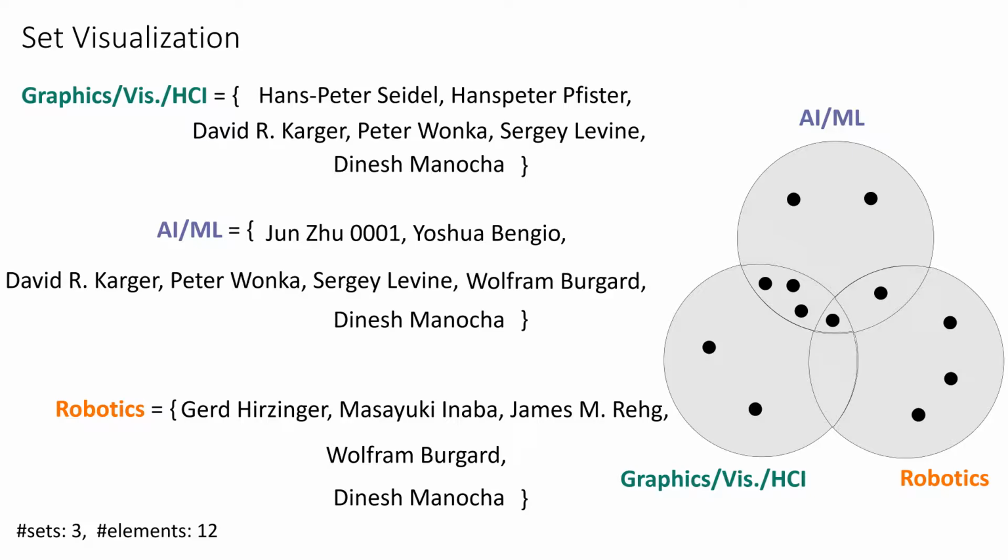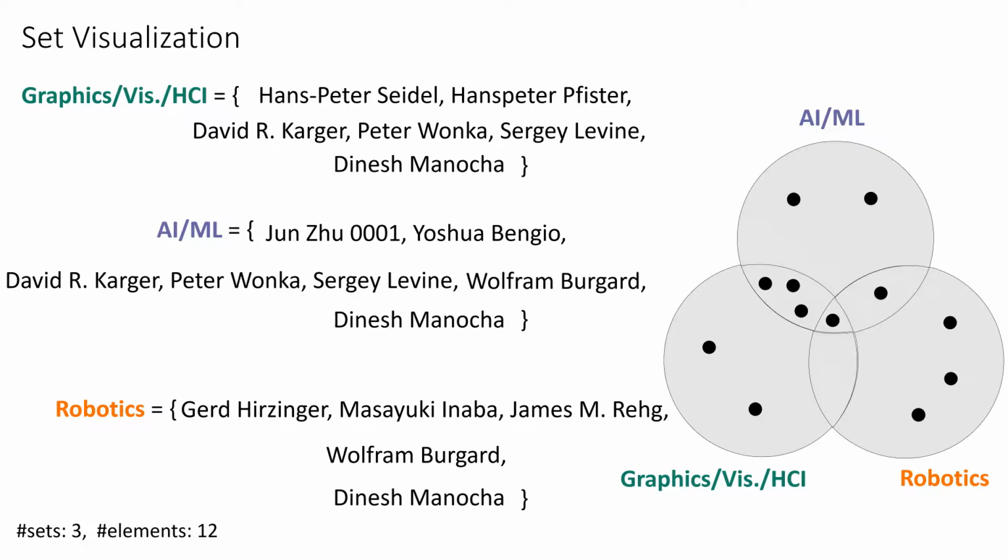Venn diagrams are commonly used to visualize sets. They are intuitive and help in understanding the overlap among sets. For example, the figure represents three sets, representing three research fields, namely Graphics with HCI, AI/ML, and Robotics. We will refer to them as base sets.